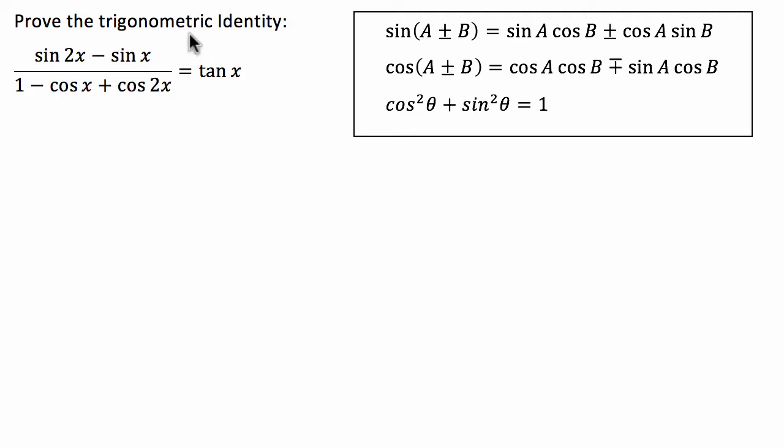So today we've been asked to prove the following trigonometric identity. We've got the sine of 2x take the sine of x all over 1 minus cos of x plus cos of 2x, and that's supposed to be equal to tan of x. On the right hand side here I've given you the basic trigonometric identities that I'm going to use to prove this particular identity.